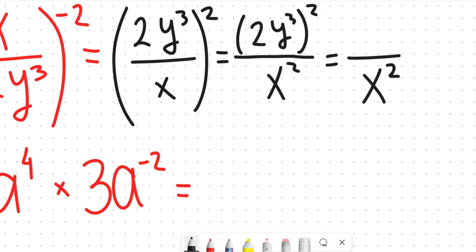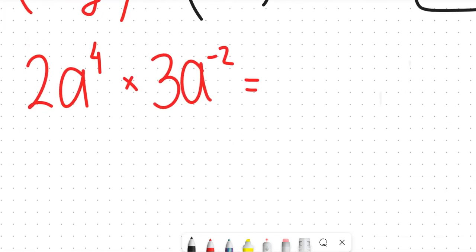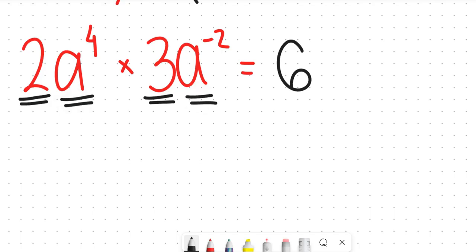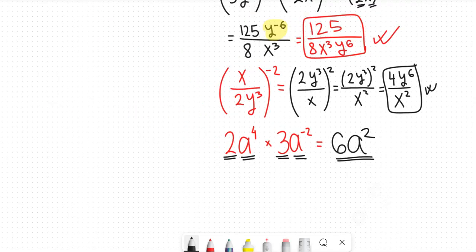One last step, x to the power of 2 is already simplified. Here we have 2 to the power of 2 is 4. Y cubed to the power of 2 is y to the power of 6. No negative exponent, everything is correct. And we are done. We move on to the last question for today. We said number multiplied by number, so 2 multiplied by 3 is 6. A to the power of 4 multiplied by a to the power of negative 2 will be a to the power of 2. Because we have 4 minus 2, which is 2. All right, this one was pretty easy actually.